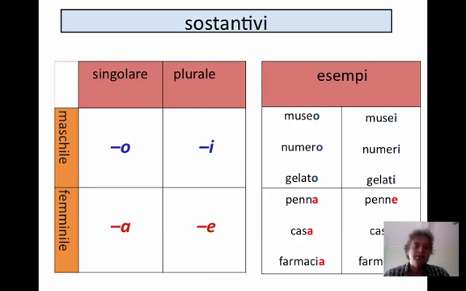The feminine, instead, changes to e, so penna becomes penne. So one pen would be una penna, more than one pen would be penne, and so on and so forth.